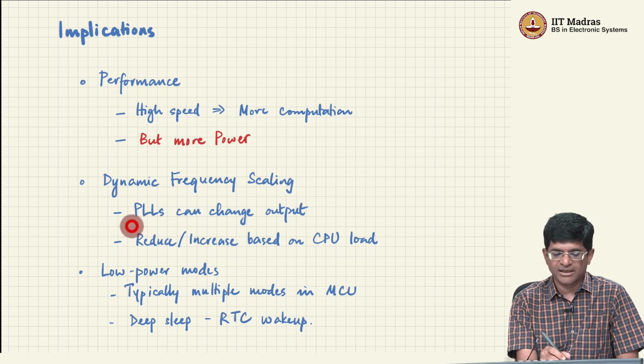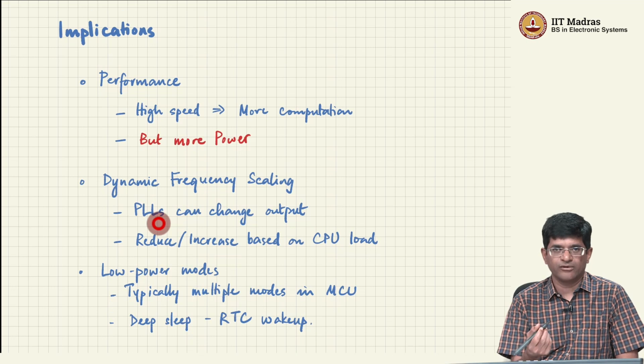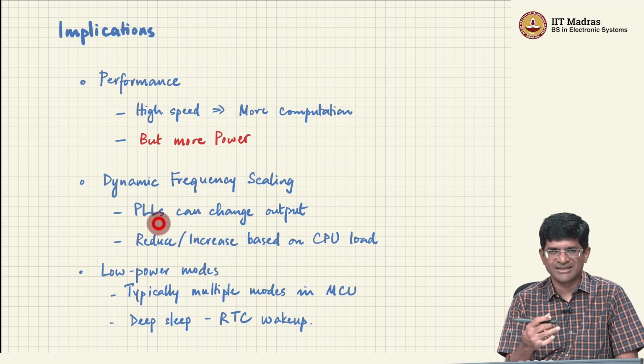How this happens is that your PLLs can be configured to work differently, so they can actually change their frequency output. It usually takes a few maybe microseconds or so in order to switch from one frequency to another. So during that time you can't perform useful computations, but after that you will either be working at a lower speed or a higher speed than what you were doing before.